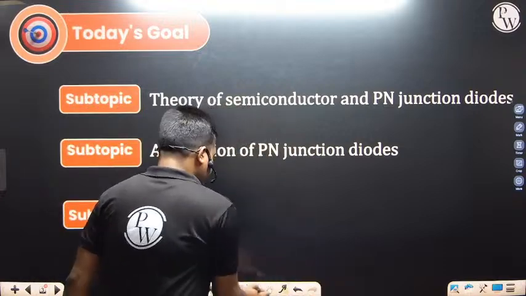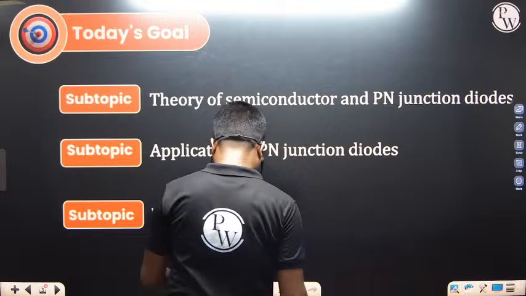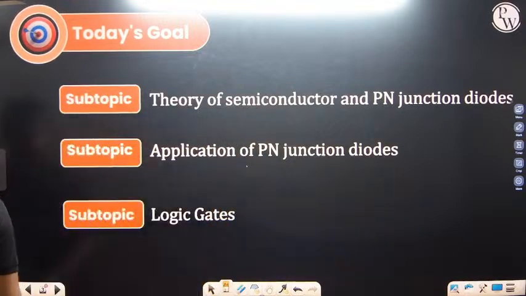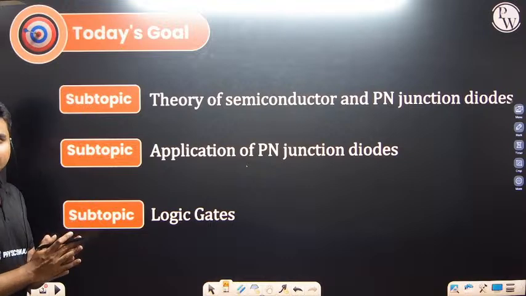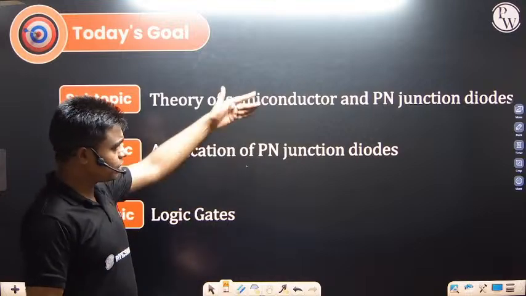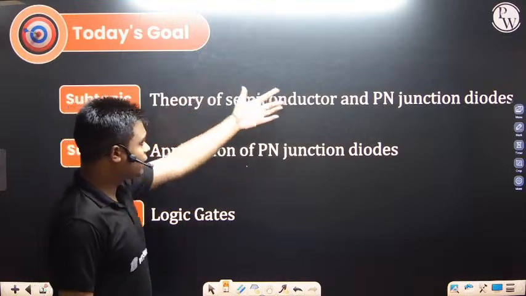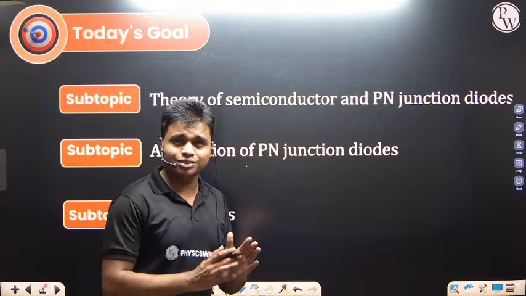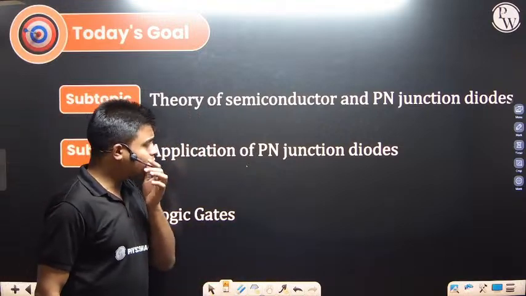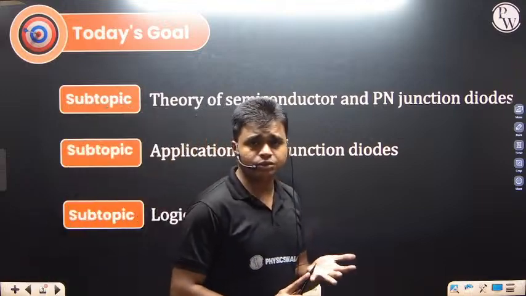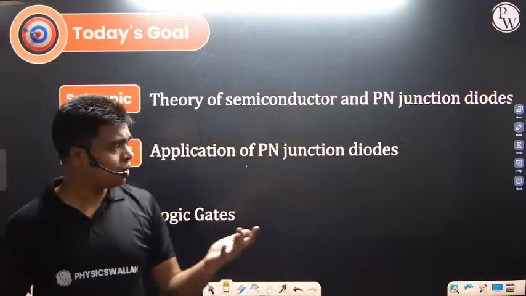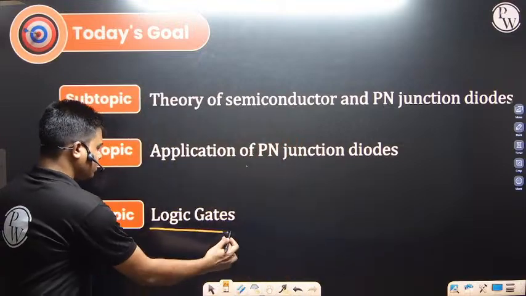So what are the different topics that we are having, without wasting your precious time? Let's discuss the topics here. The theory of the semiconductor and p-n junction diodes. This chapter is divided into three parts: the theory of the semiconductor and p-n junction diodes, where we discuss a little bit of theory, and the application of the p-n junction diode. We have the Zener diode, the LED, the photodiode, and the solar cell. Different types of diode we are using over here. Next, the last part is logic gates.